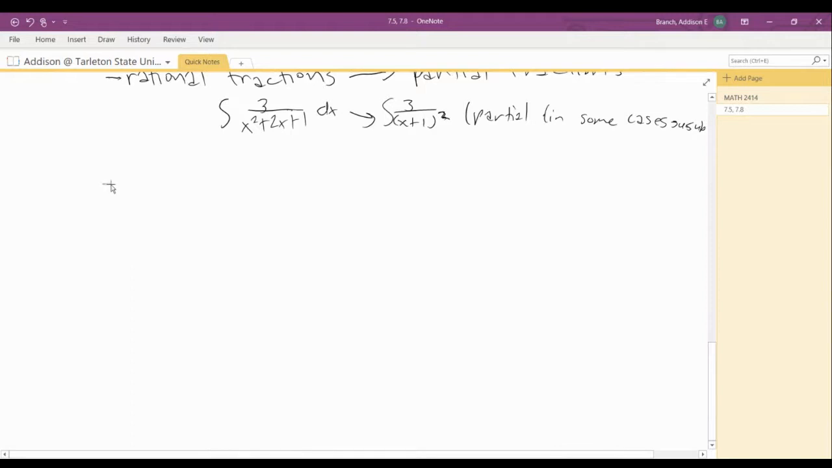The next strategy we can use would be integration by parts. Now, you can do integration by parts for pretty much any integral. It's just about how easy it's going to be. So typically, if you use integration by parts, you want to combine an algebraic with the transcendental.